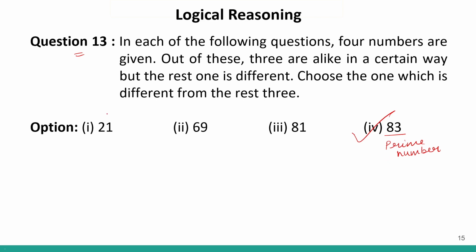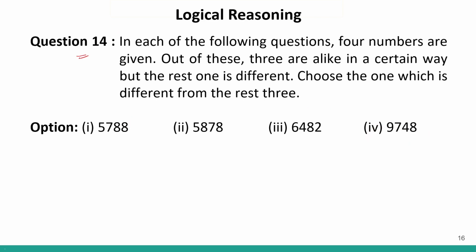Okay, 21 is 7 into 3. 69 is 23 into 3. 81 is 9 into 9. Something like this. So these all have multiple factors, but when it comes to 83, it has only two factors, that is 1 and 83 itself. So this is a prime number, hence this is the odd one out.